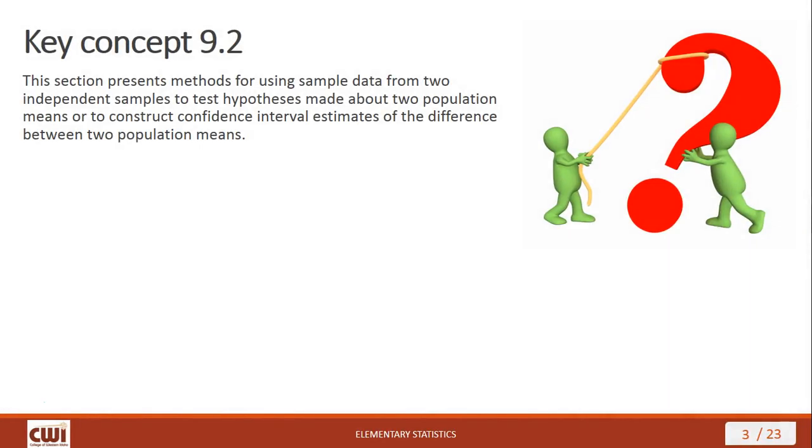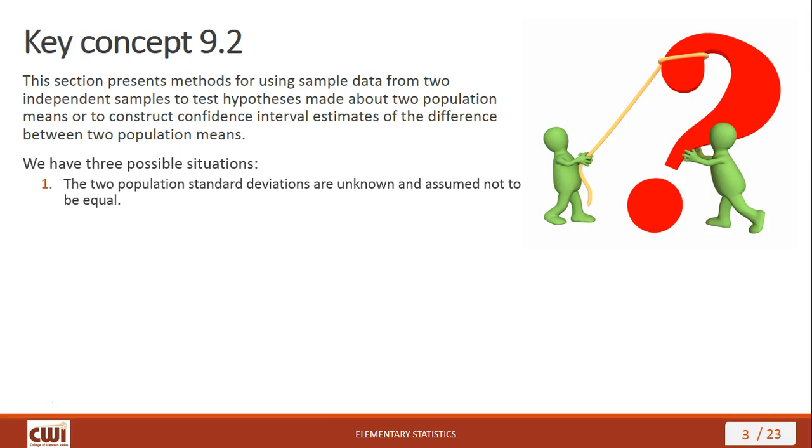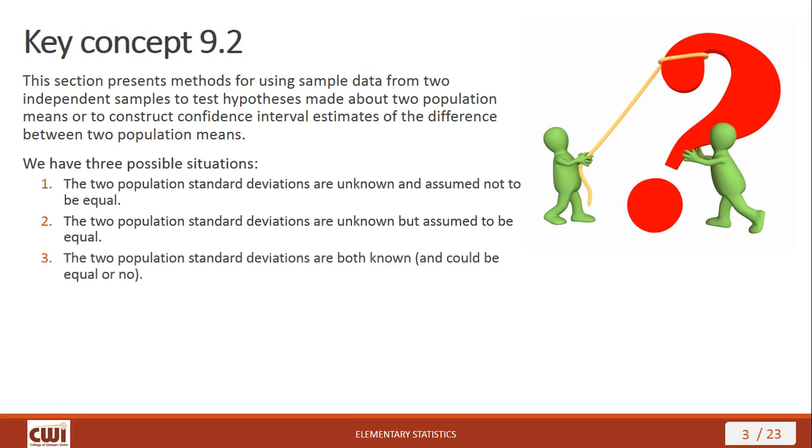So here we have methods we're going to present for using sample data from two independent samples to test hypotheses made about two population means, or to construct confidence interval estimates of the difference between two population means. Now, in this instance, we're going to have three possible situations. The first situation we could confront is that we have two population standard deviations that are unknown, and we assume they're not the same. Second, we could have the same two population standard deviations that we don't know what they are, but this time we're actually going to assume that they are the same. And third, we could actually know what the two population standard deviations are. They could be equal to each other or not. It doesn't really matter because we know what they are, so we don't need to make an assumption about whether they're equal to each other or not.